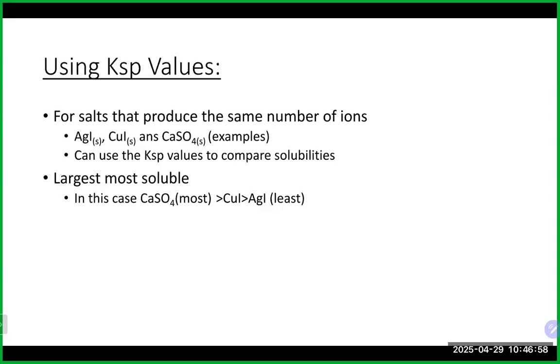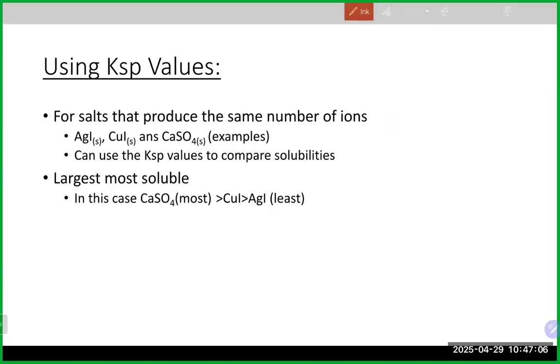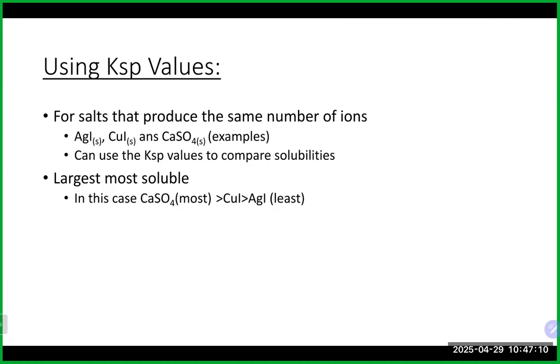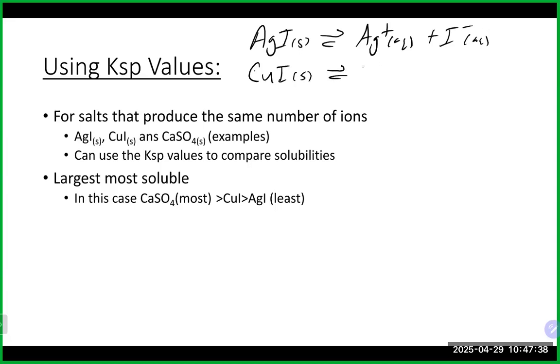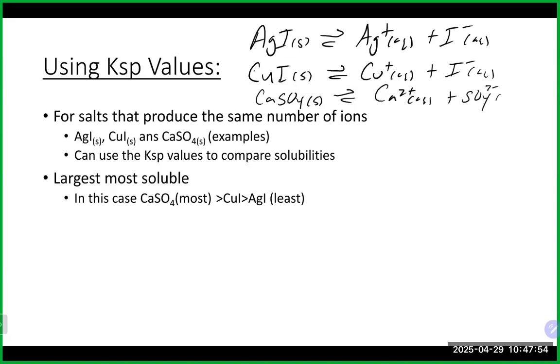Then let's talk about using actual KSP values to help us determine solubility. There is a certain situation where you can use the KSP values directly to predict which substance would be more soluble than another. For example, take silver iodide and break it apart into its ions, a silver and an iodide. We take copper 1 iodide and break it apart into its ions. And lastly, we take calcium sulfate and break it apart into calcium and sulfate.